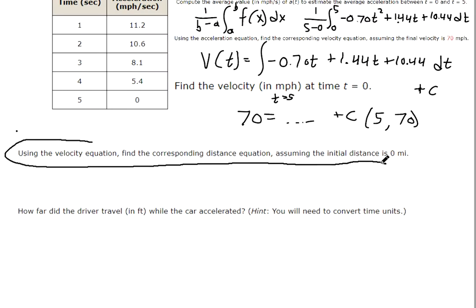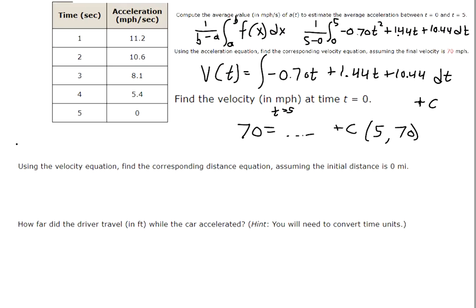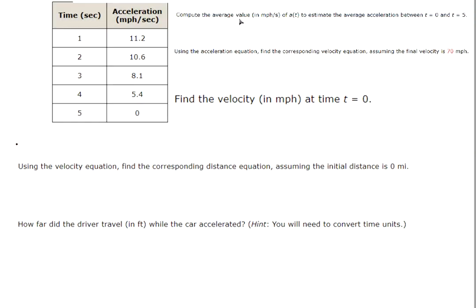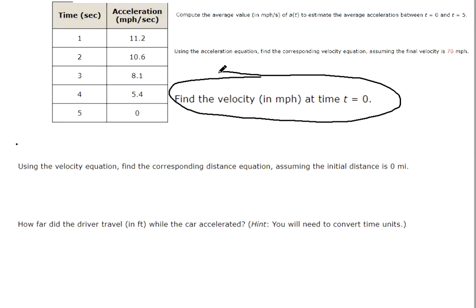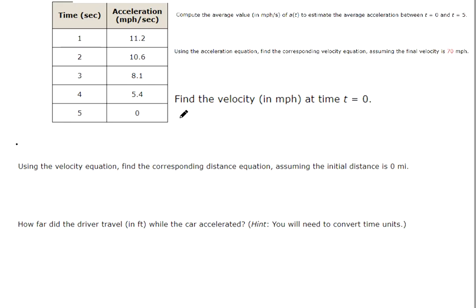Oops, actually, sorry, I skipped over something. Part C here asks you to find the velocity at time t equals 0. Since in part B you found the velocity equation, you just have to plug in 0 for t and evaluate, okay?